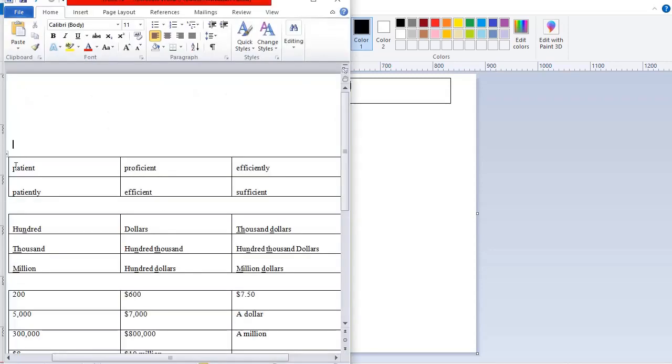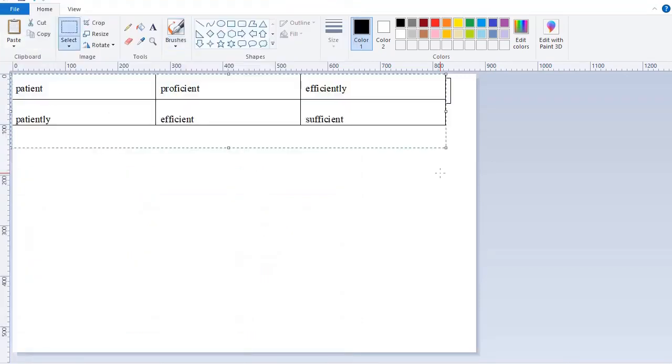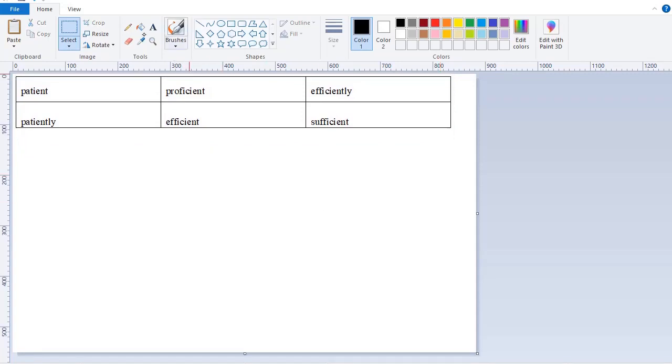Now let's move on to our Shent words. Ayan. How do you stroke Shent? Kanina sabi ko SH and T. So let's try patient. So we have P-A and then S-H and then T, patient. Next, proficient. So we have P-R-O and then F and then E and then shent.